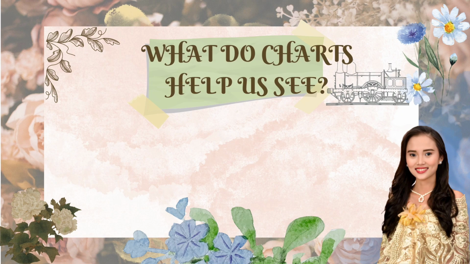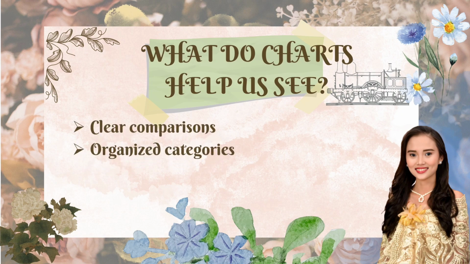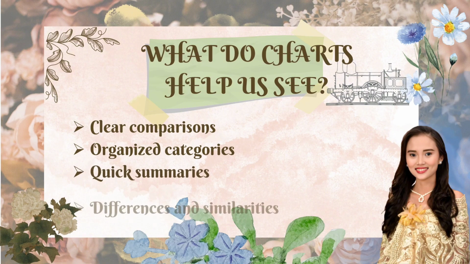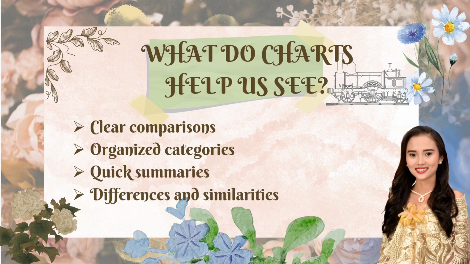And what do charts help us see? Charts help us see clear comparisons, organized categories, quick summaries, and differences and similarities. So when analyzing a chart, look at the labels, headings, and categories. This will help us understand what the chart is trying to compare or classify.